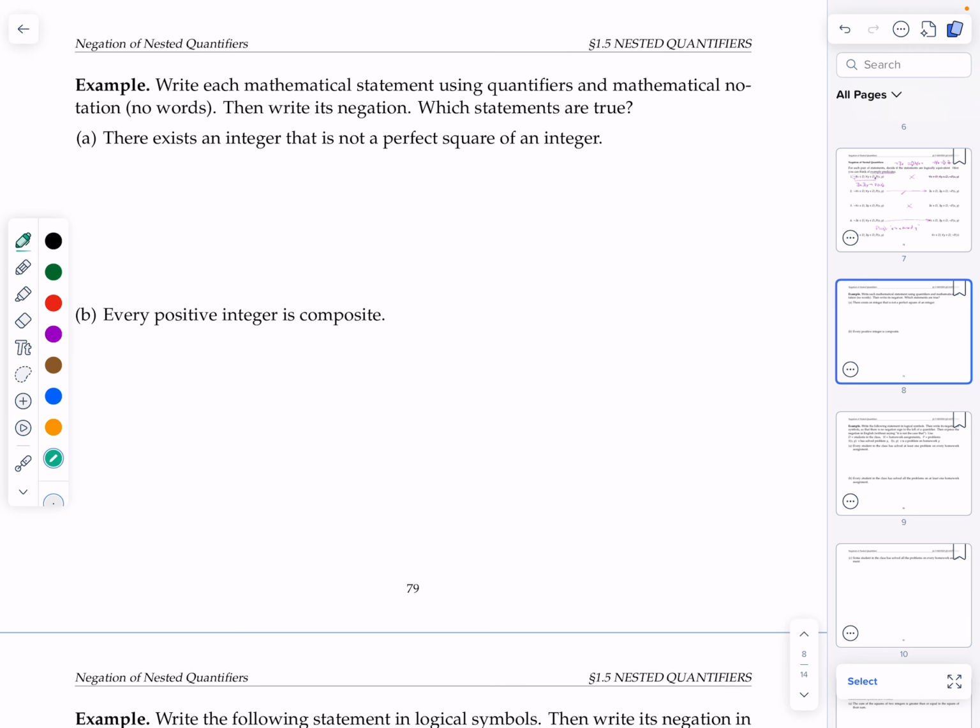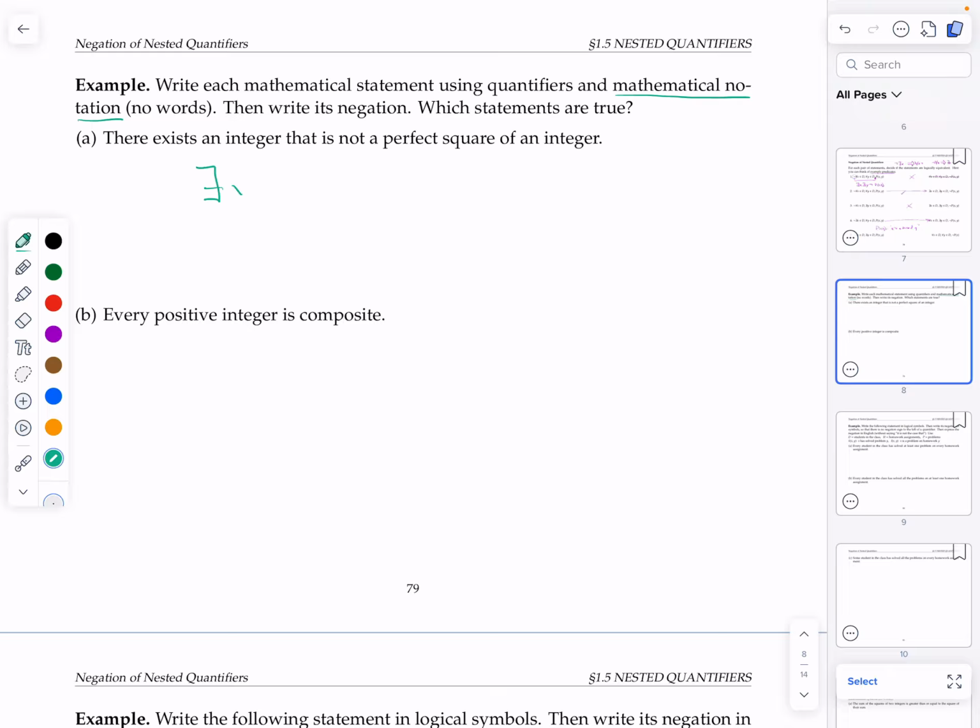Okay, so there exists an integer. We want to write, let's see, using mathematical notation. And so here, I just want to emphasize that when we're doing something mathematical, we don't need to make up a predicate for every mathematical expression. So using mathematical notation just means you can use inequalities or sums and differences, whatever it is that it is.